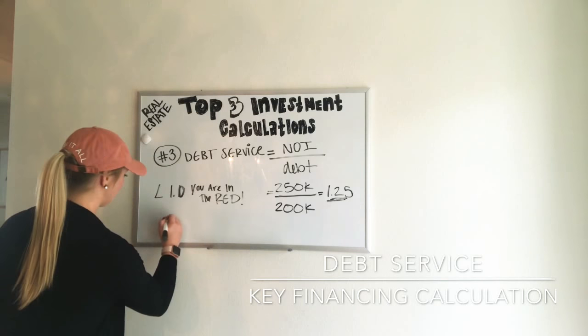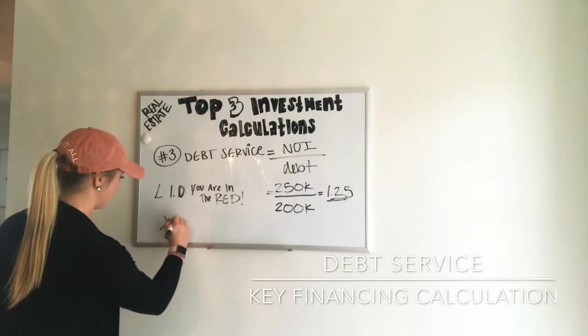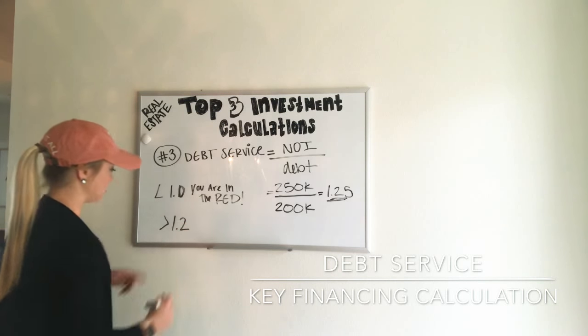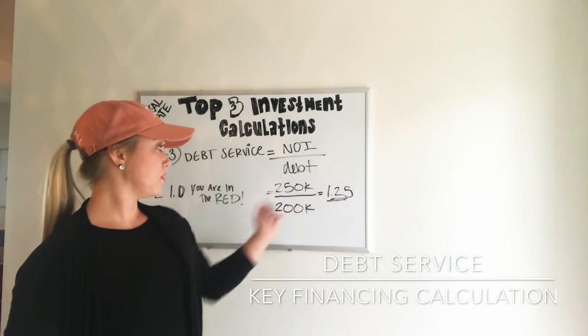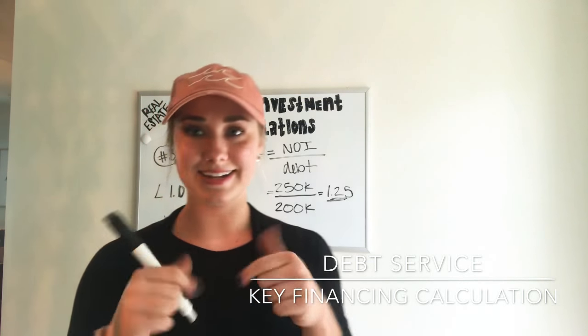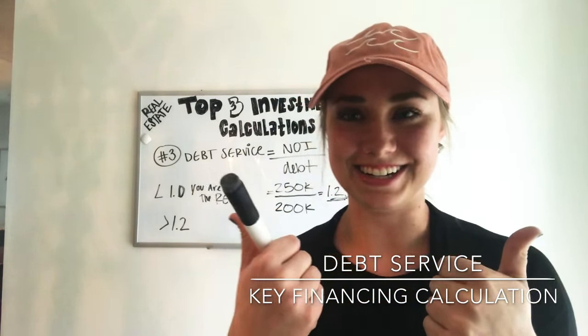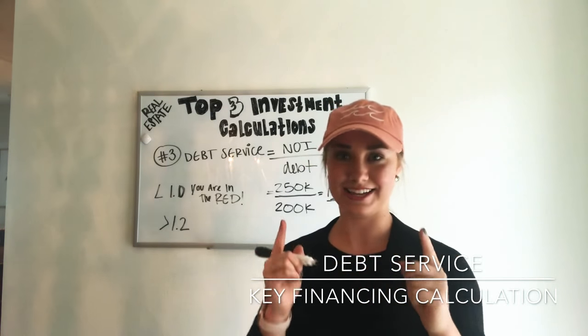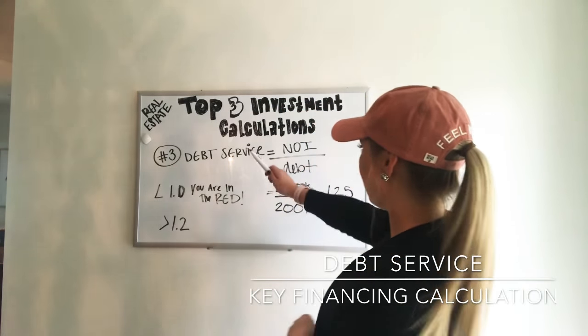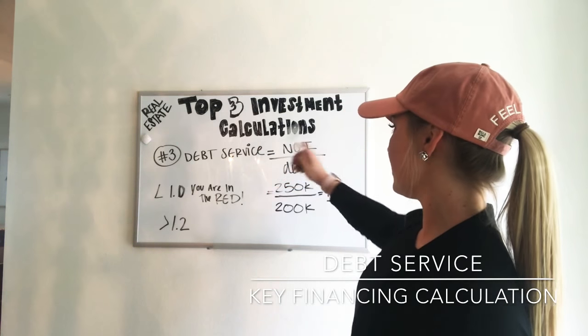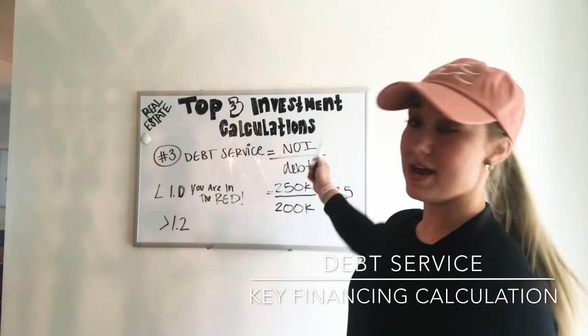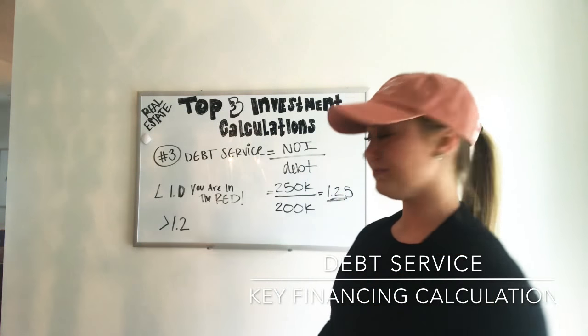Banks typically look for numbers to be greater than 1.2. So as you can see right here, we are just above 1.2. So that is a positive. Good for you. You did it. And that's a good one. All right. So I hope this helps. This is debt service. You take NOI divided by the amount of debt that you're taking out.